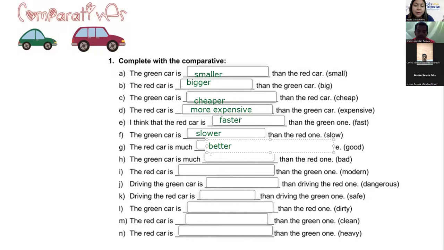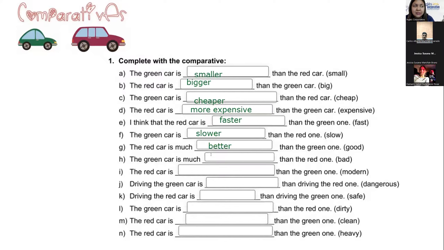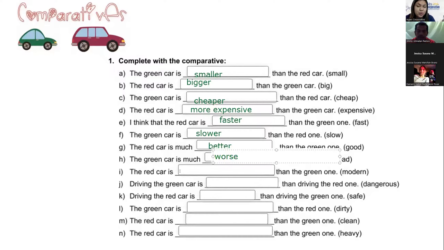And the comparative form of bad. What is the comparative form of bad? Worse. Worse. Yes, that's right. Worse. The green car is much worse than the red one. El carro verde es mucho más malo que el rojo, okay?